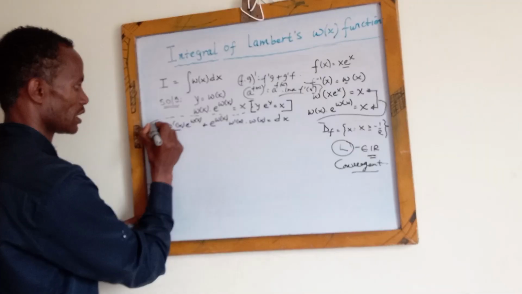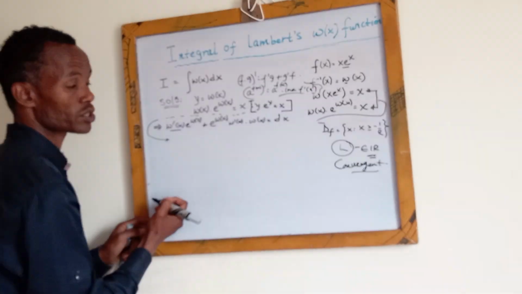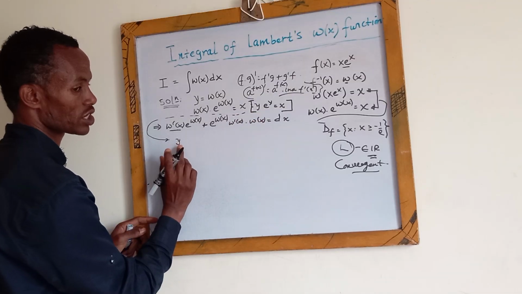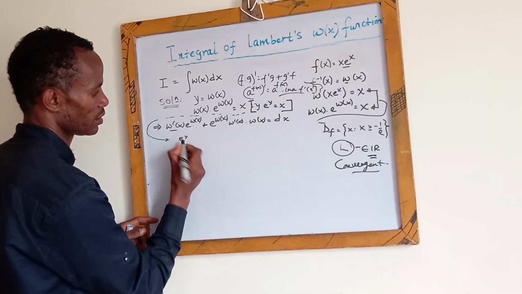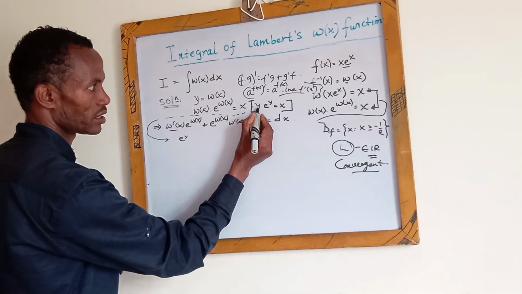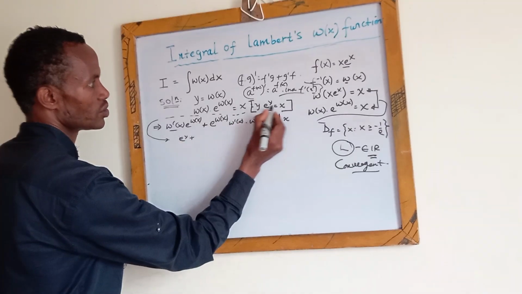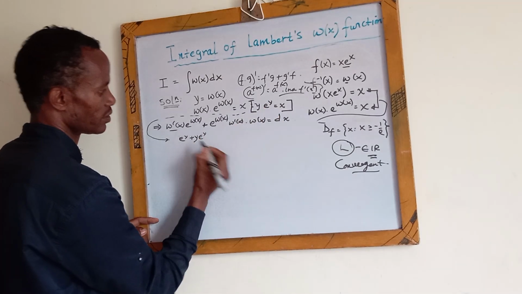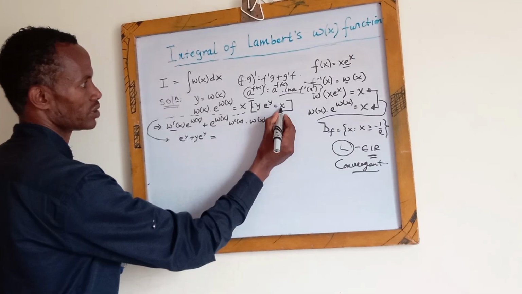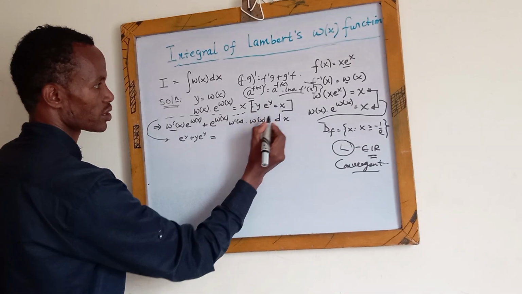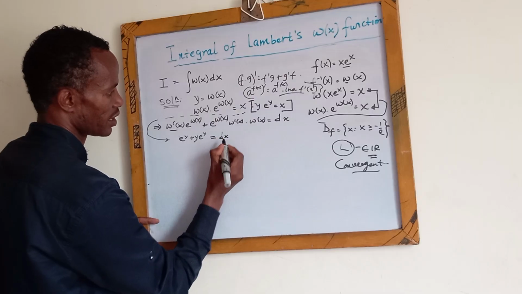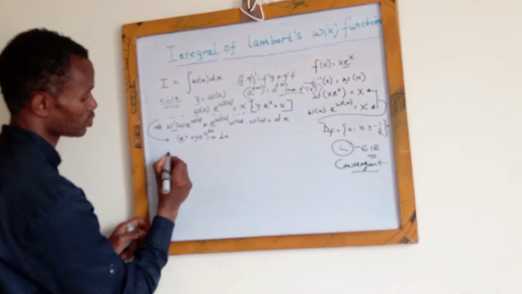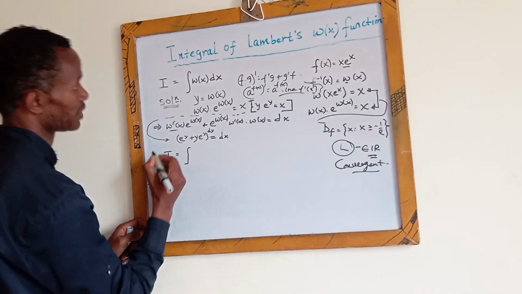To evaluate this, I'll show you the derivative with respect to y. Similarly, the derivative with respect to x is e to the power of y, with respect to y is this one, plus the derivative of this one, e to the power of y times y, which is equal to dx with respect to dy. So the integral of this one will be evaluated like this.